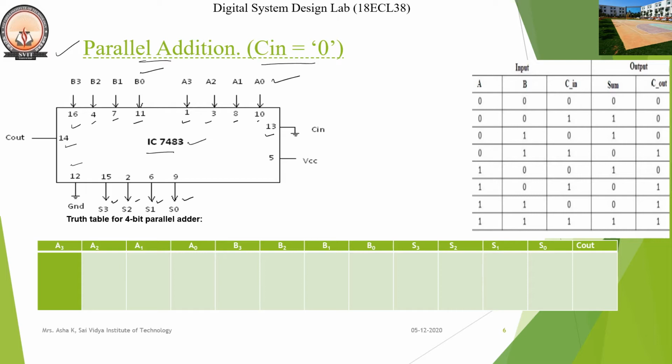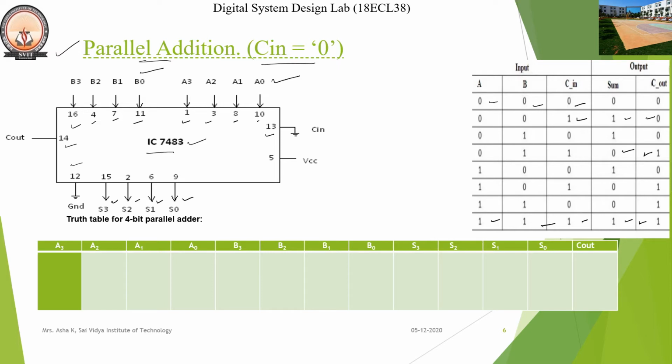To understand the parallel addition, first analyze the truth table of the full adder. The full adder truth table is shown in the figure. When all the inputs are low, the sum is 0 and the carry is also 0. When all the inputs are high, the sum is high and the carry is also high. If any two of the inputs are high, the sum will be 0 and the carry will be 1. If only one of the three inputs is 1, the sum will be 1 and the carry will be 0.